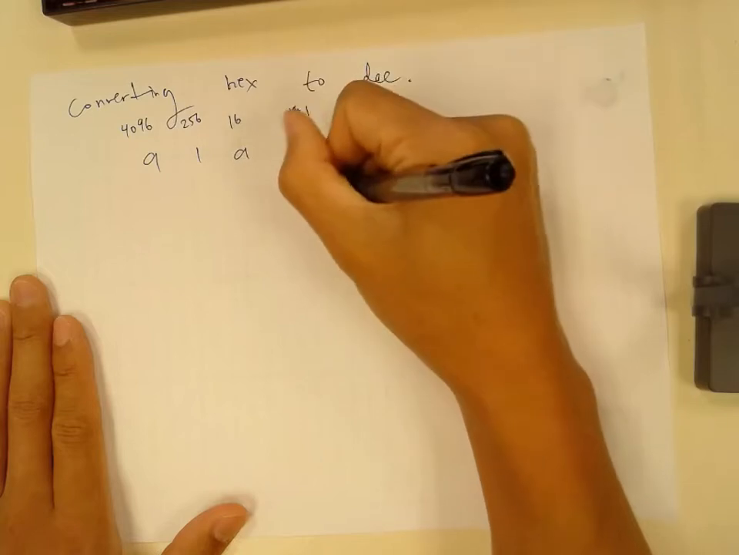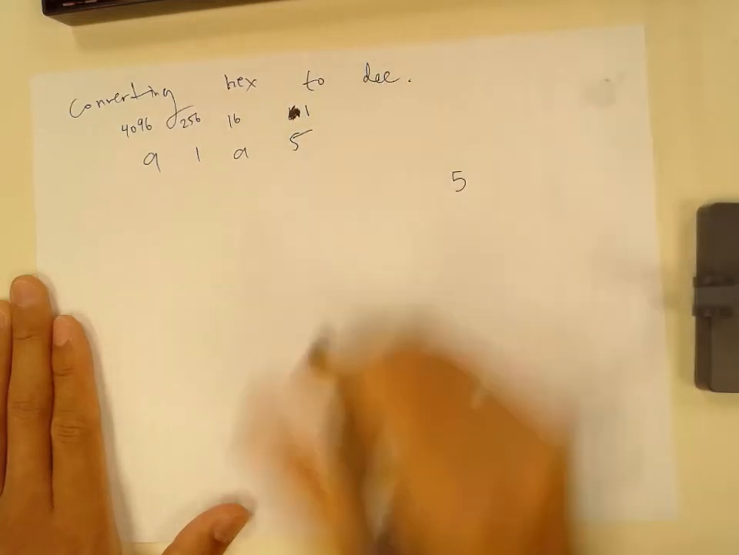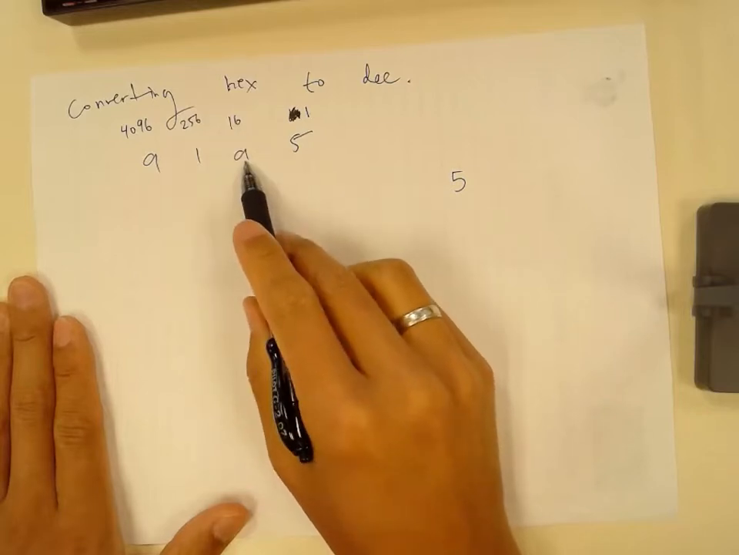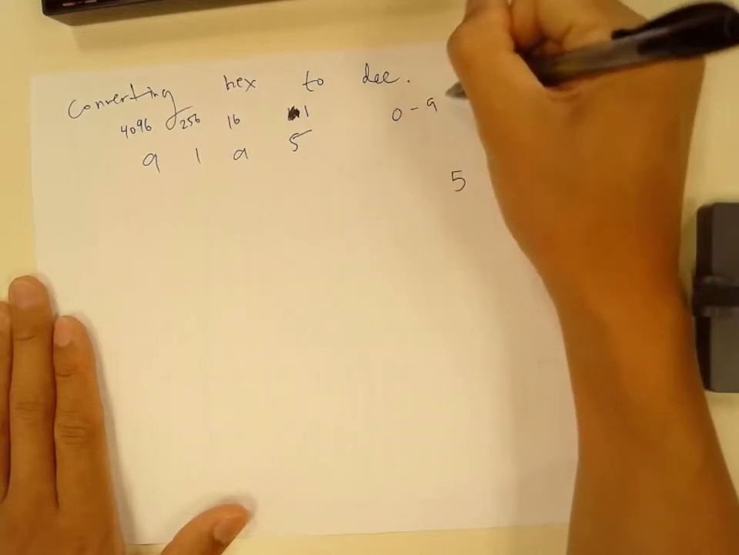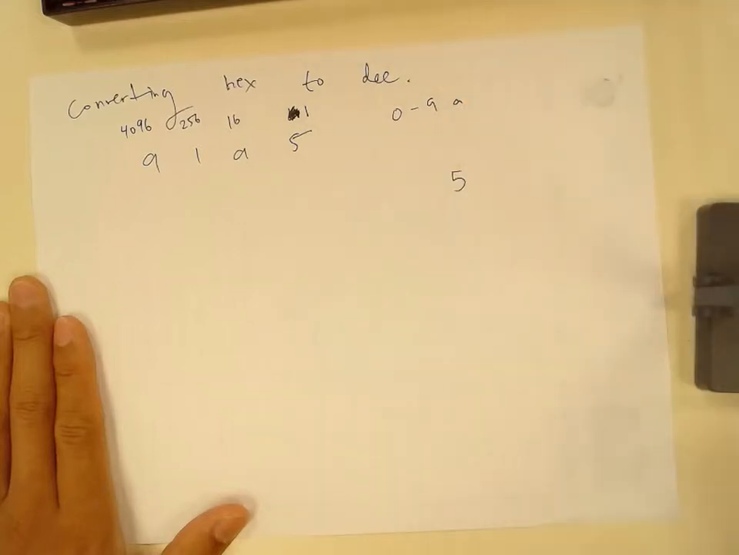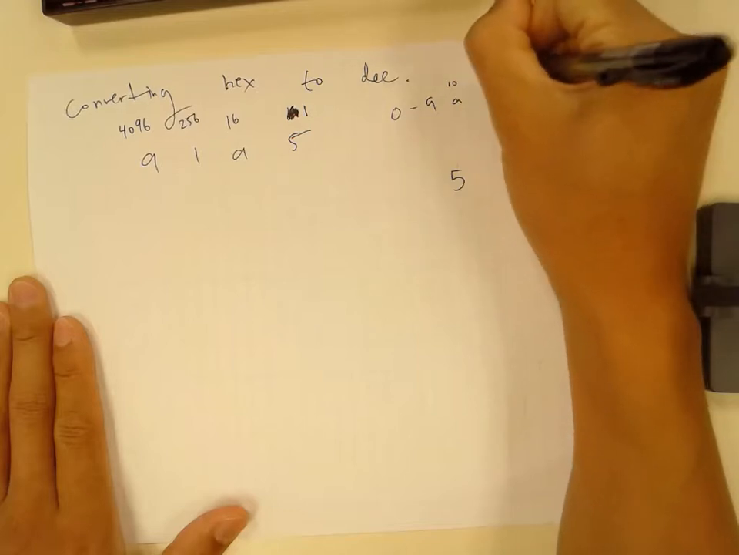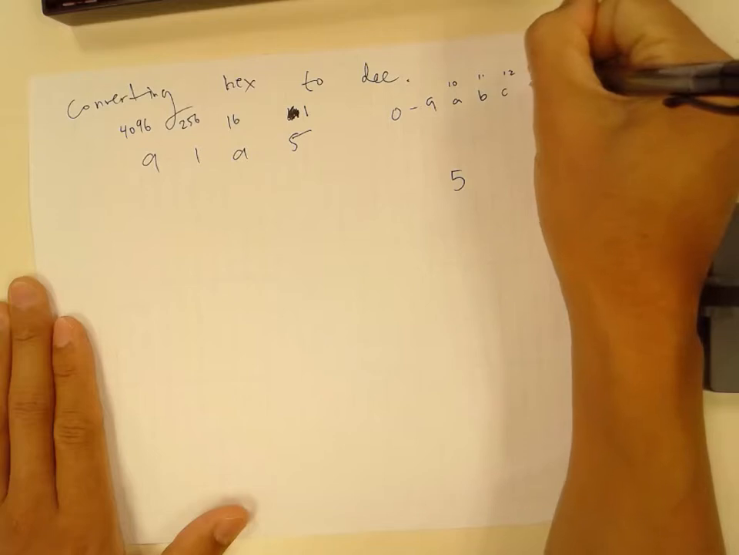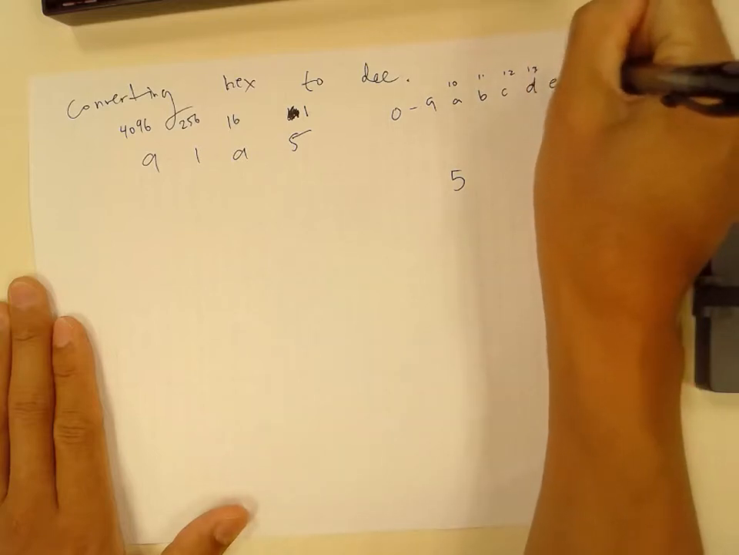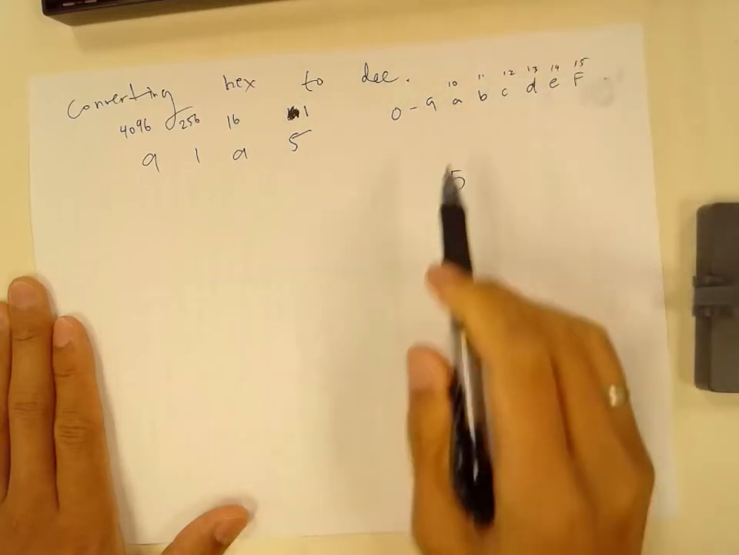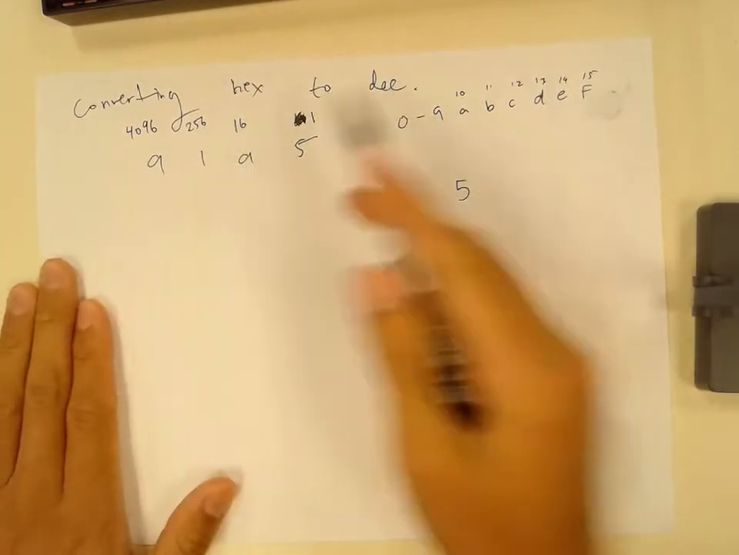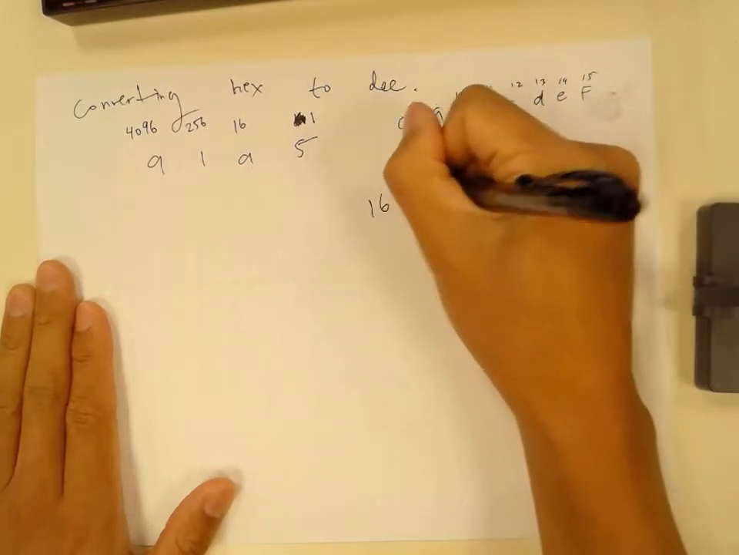Okay, so I got 5 times 1 is 5. I'm going to start over here because we're going to get to really big numbers. And then we have A times 16, and in hexadecimal we have 0 to 9, and then 10 is represented by the letter A. And 11 is represented by B, 12 is C, 13 is D, E, and F. So we got 14 and 15. So this A would be 10.